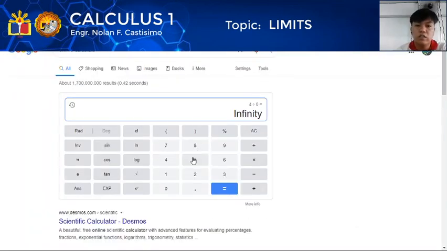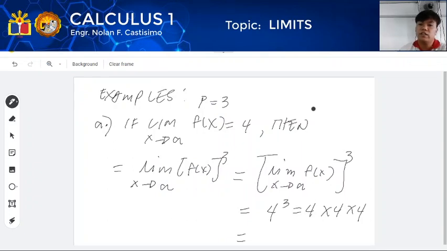calculator, 4 times 4 times 4. So, we have 64. Ayan. Kinalculator ko, baka magtaka kasi kayo. Kaya, yan. 64. Yan na yung final answer sa letter A. Next.